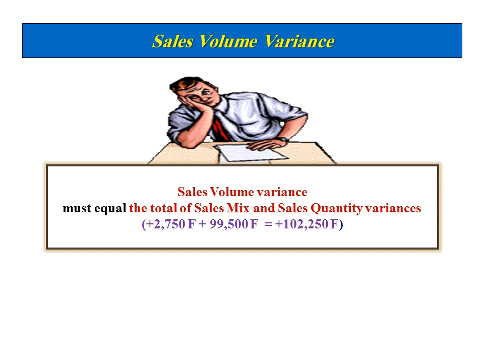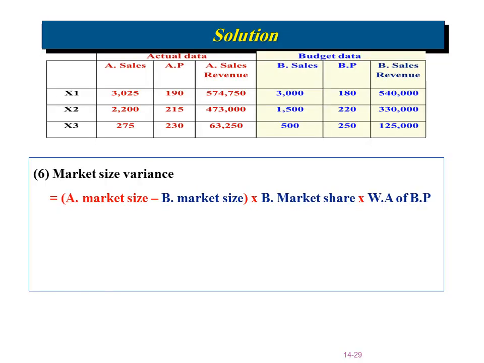Okay? The fourth level begins from the end of the third level. I will reanalyze the sales quantity variance, again, into two variances. The first one is market size variance. And the second, number 7, will be market share variance.